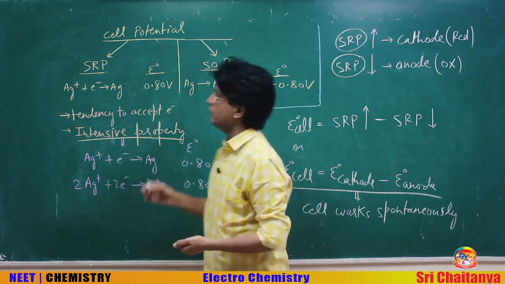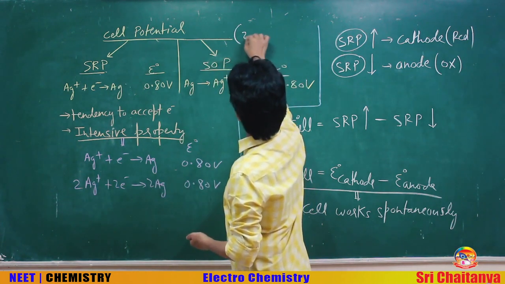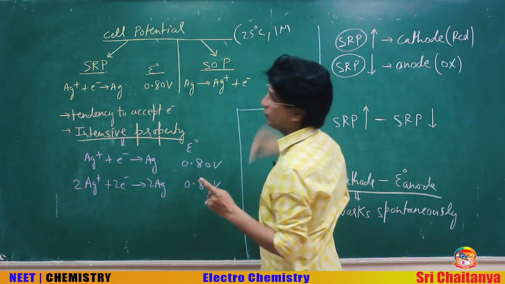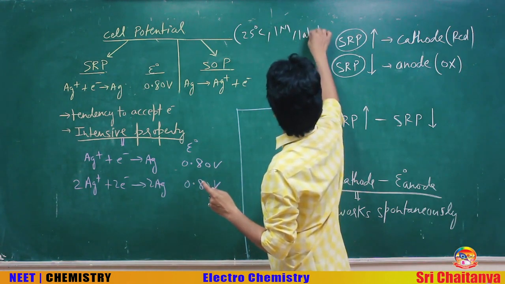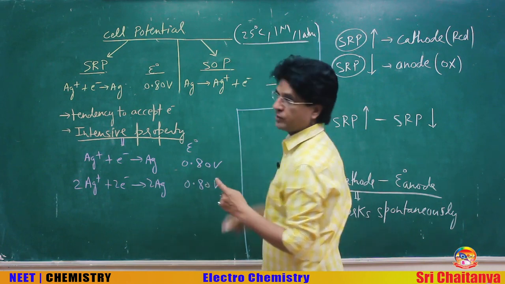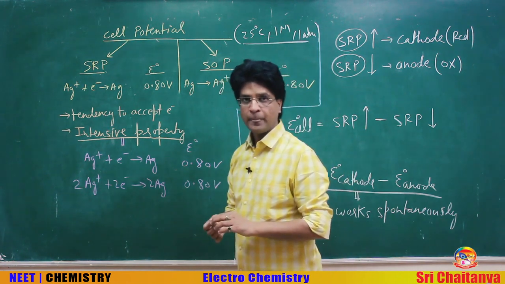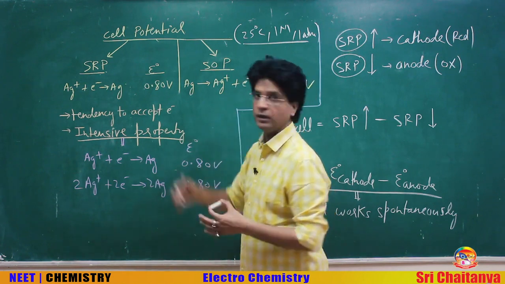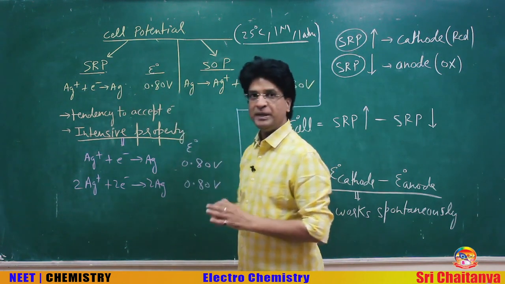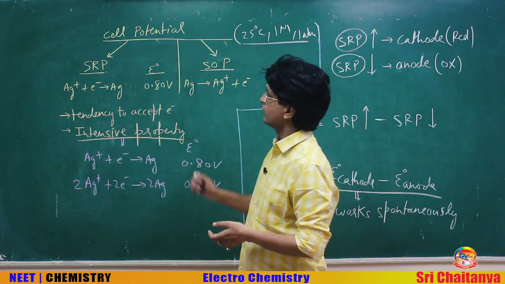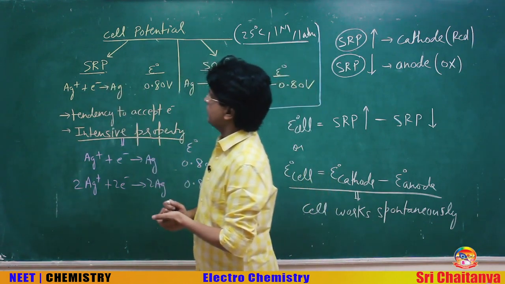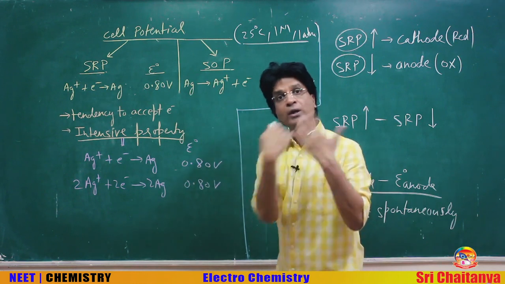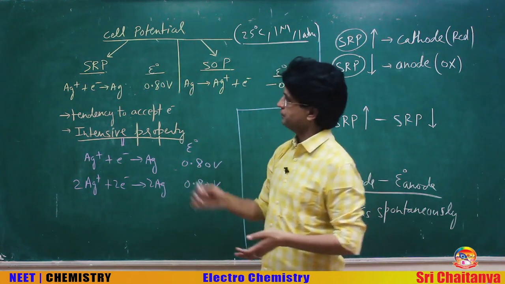Now, what are standard conditions? Standard conditions are 25 degrees Celsius temperature, 1 molar solution and 1 atm pressure. Under these conditions, if the cell is working, we'll call the potential of that cell SRP or SOP, depending on the reaction it is proceeding. Now see, SRP means tendency to accept electrons and SOP means tendency to donate electrons, to oxidize.